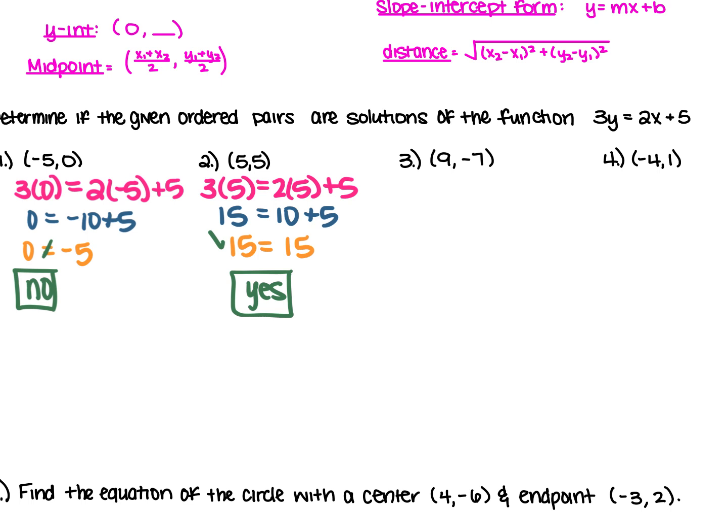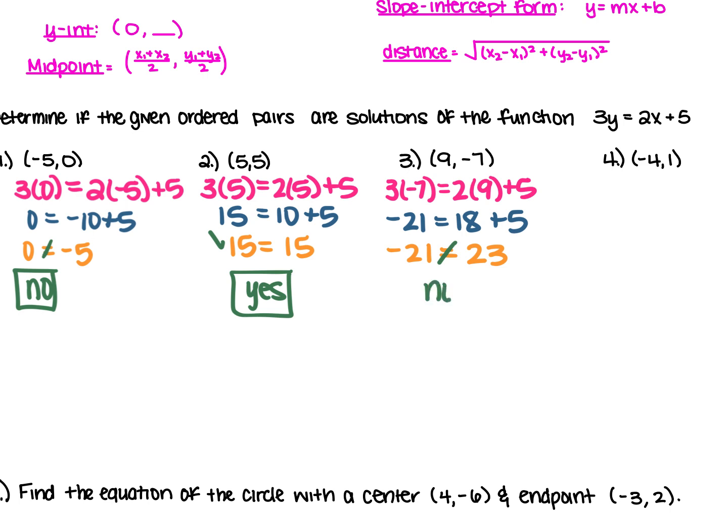For number 3, you're given the ordered pair 9, negative 7. So your 9 goes in for x, your negative 7 goes in for y. That's going to be 3 times negative 7 is equal to 2 times 9 plus 5. 3 times negative 7 is negative 21. 2 times 9 is 18 plus 5. That 18 plus 5 is 23. And negative 21 is not equal to 23, so that one would be a no.